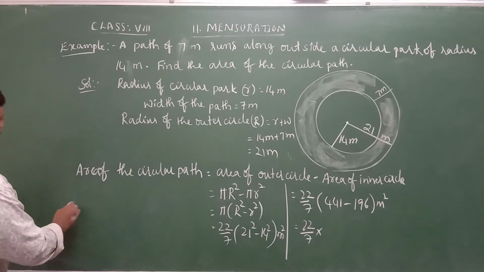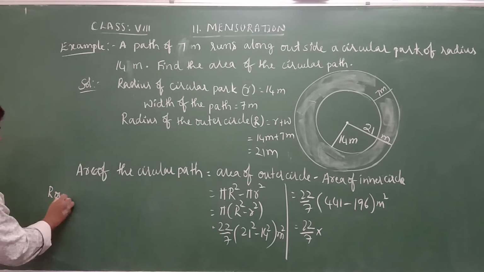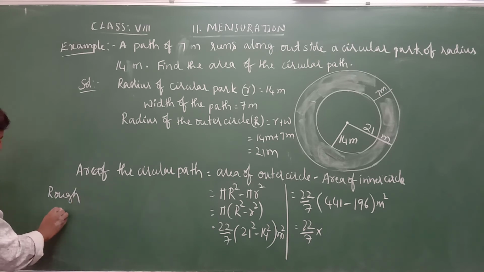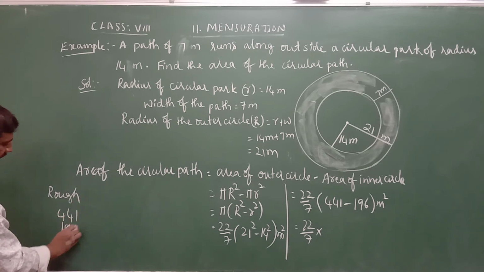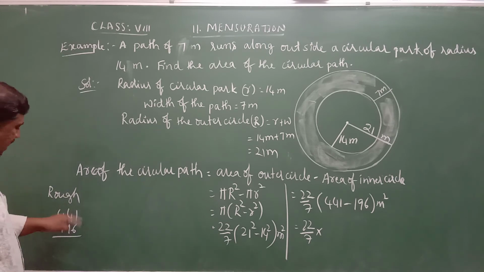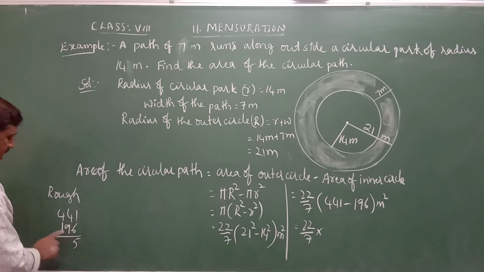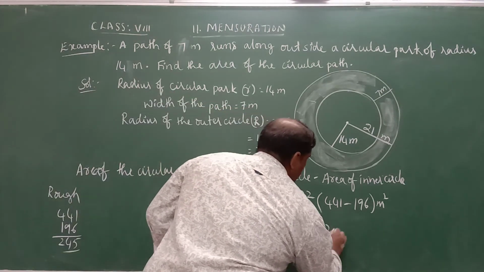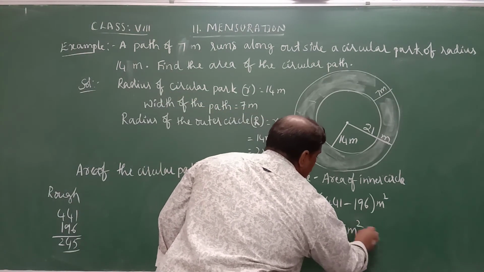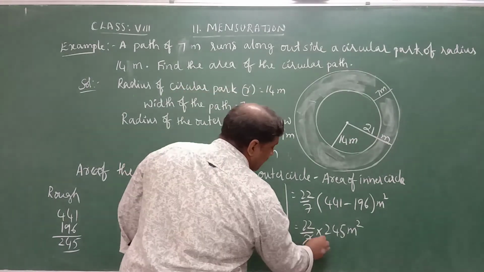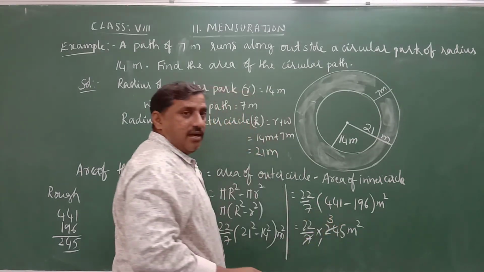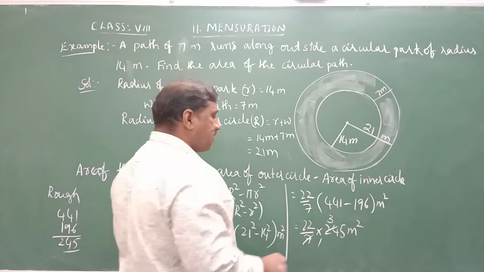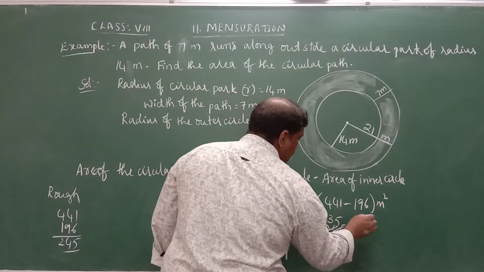Now it is 22 by 7 into, subtract 441 minus 196. Rough work I am doing here. Subtract 441 minus 196, so go for borrowing. 11 minus 6 is 5. Then 3 will be there, 13 minus 9 is 4, 3 minus 1 is 2. How much did we get? 245 meters square. 7 ones are 7, 7 threes are 21, 24 minus 21 is 3, 3 with 5, 35, 7 fives are 35.